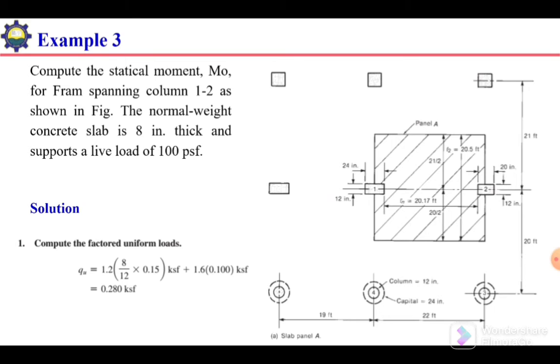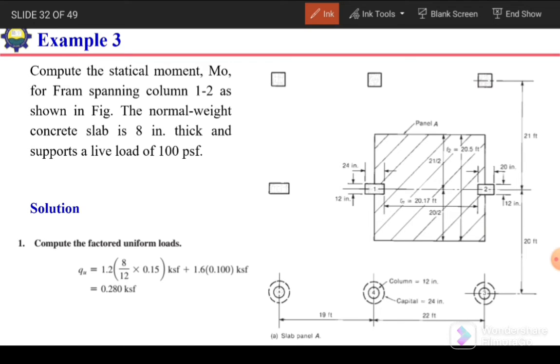Okay, so let's solve one example just to practice how we can calculate the static moment. Compute the static moment M naught for a frame spanning between columns 1 and 2 as shown in the figure. So here we have column 1 and column 2. Between these two columns, for this frame or this span, we need to calculate the static moment.